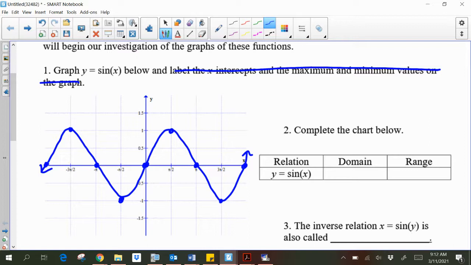What is the domain? All real numbers. You can use whatever x value you want. You can write that as all real numbers or negative infinity to infinity, however you feel like. And what is the range? -1 to 1. Again, you can write it with inequalities or interval notation, however you feel.